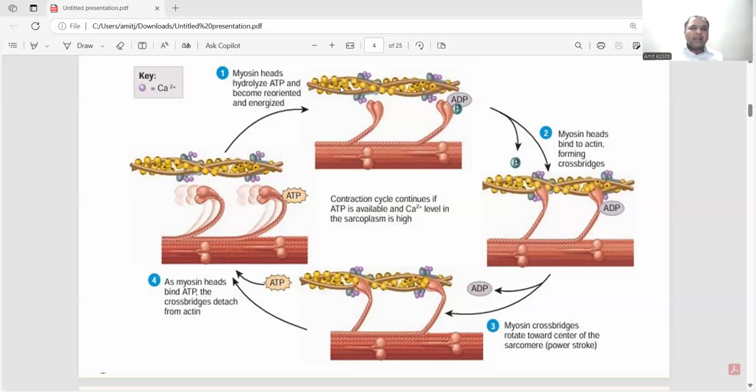Again, I am repeating what happens. The calcium ion comes out from the sarcoplasmic reticulum. It binds with the troponin molecules. The troponin molecules get displaced, and in turn the tropomyosin gets displaced from its place, and that leads to exposure of the myosin binding site on the actin molecules. Now, what will happen?